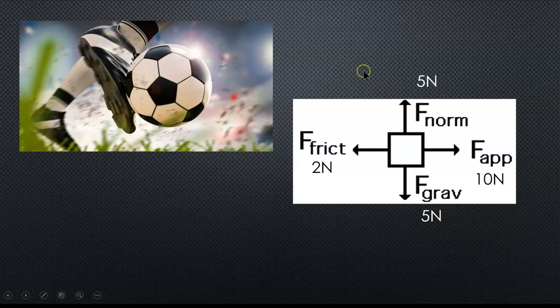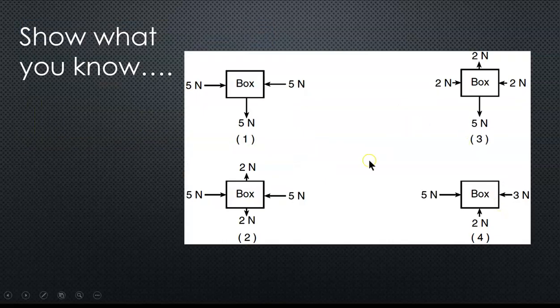So when we're looking at a force diagram, two things we really need to focus on are number 1, the direction of the arrows, and number 2, the magnitude or the size of the force. And we use that to figure out what direction and with how much force the object is eventually going to be moved.